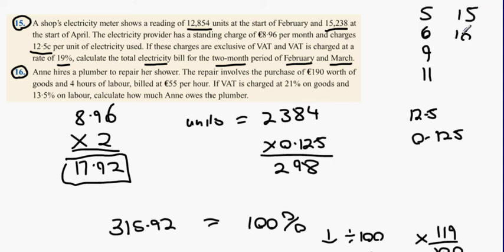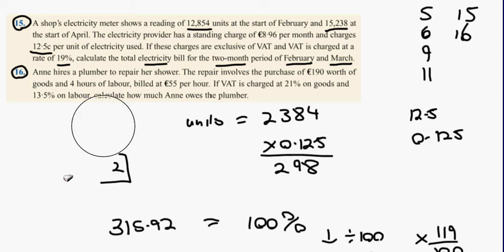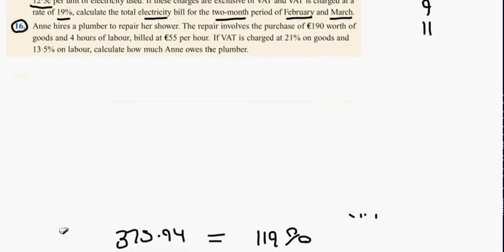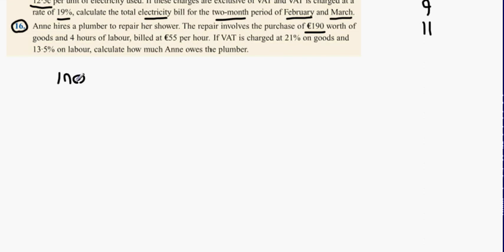Now we're going to try number 16. Anne hires a plumber to repair her shower. The repair involves a purchase of 190 euros worth of goods and 4 hours of labour billed at 55 euro per hour. If VAT is charged at 21% on goods and 13.5% on labour, how much does Anne owe the plumber? Okay, so 190 is 100% of the goods.